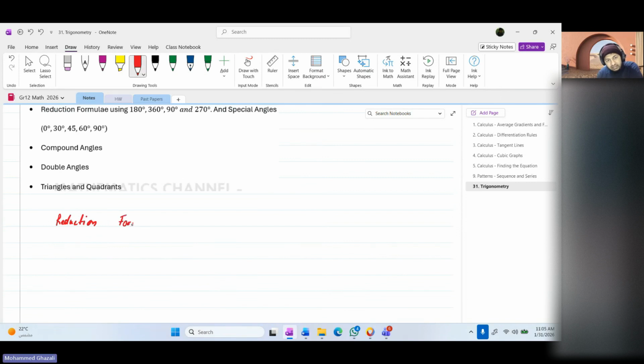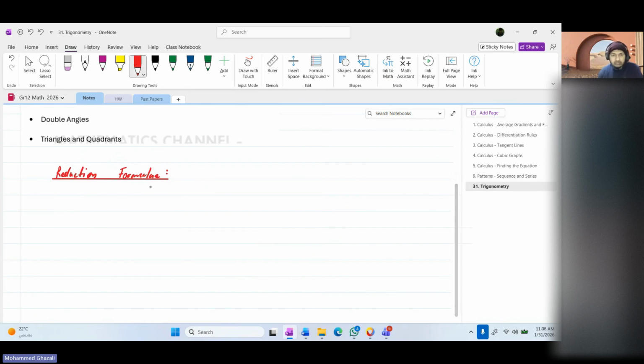What is reduction formula? Obviously, in reduction formula, we're going to look at both. So we have two types of reduction. The reduction formula we are using is reducing trigonometric ratios that have 180 plus theta. So we are using a reduction using 180 and 360 degrees. I call this a horizontal reduction, no change.